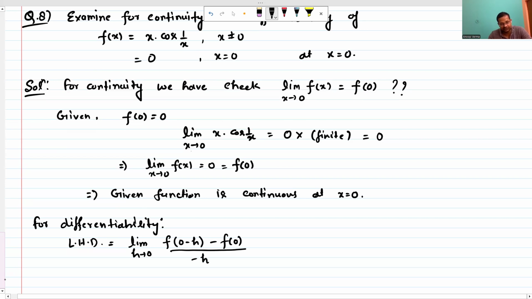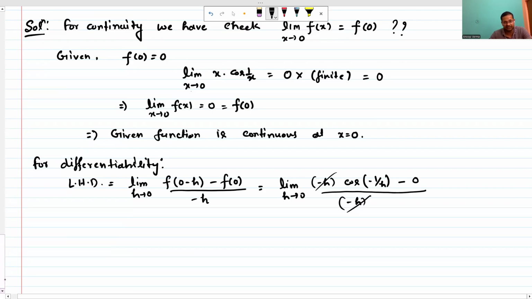So let us put minus h in the place of x. We have the limit as h tending to 0, and here we put minus h, so this is cos of minus 1 upon h, and f of 0 is 0, divided by minus h. So from here you cancel the minus of minus h. Now we have a difficulty in calculating this limit.